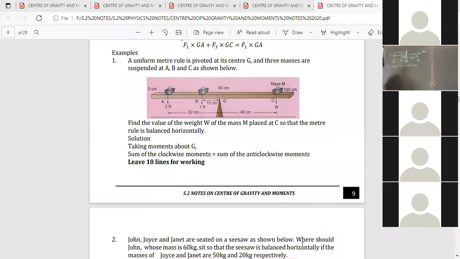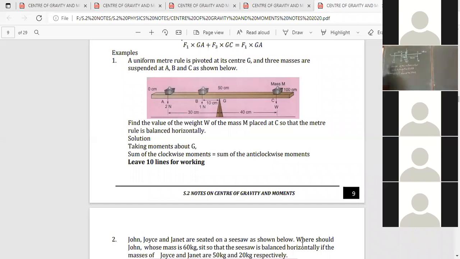Now, let us see. What is the distance of P from the pivot? How far? Suppose we have to measure the distance of this force from the pivot. It is 0. Is that okay? So it acts through the pivot. So what will be the moment of the weight? Zero. This may not be in your notes, but it's quite important.